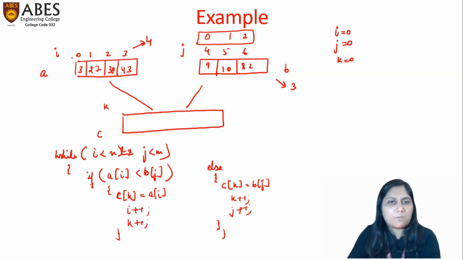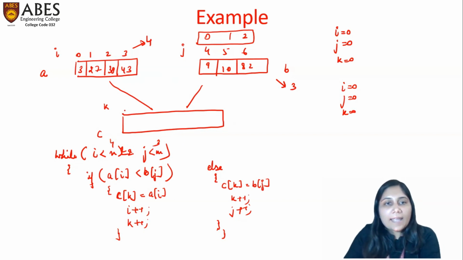Now if you see, you can combine it. I is at the 0th position, and J is also at the 0th position. I am writing it over here: I equals 0, J equals 0, and K equals 0. Now 0 is less than 4, condition is true, and 0 is less than 3, condition is again true. So 3 is less than 9. I am checking this condition: A0 is 3 and B0 is 9. 3 is less than 9. Yes, condition is true. So you will put 3 over here.